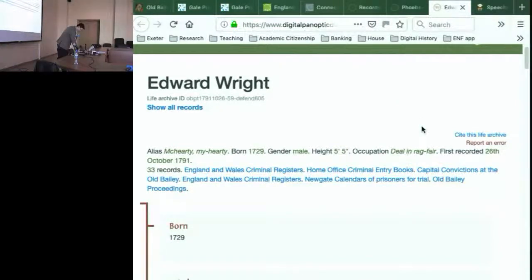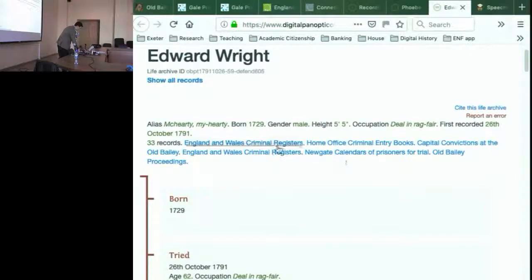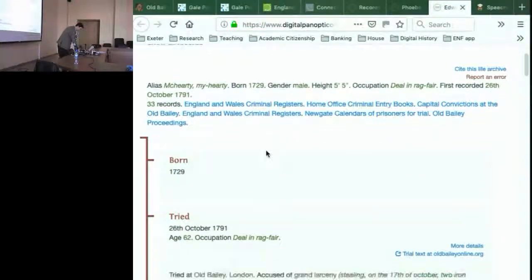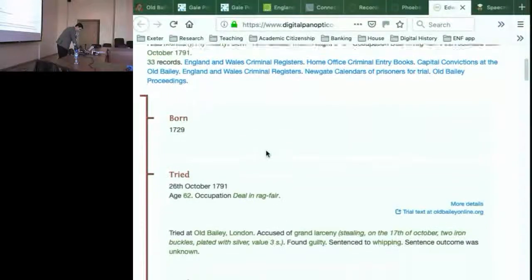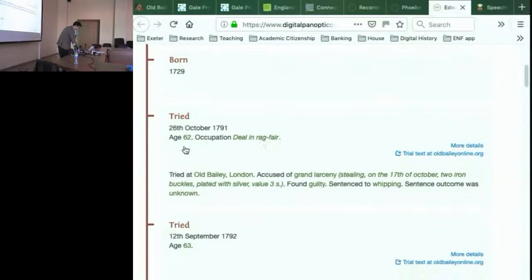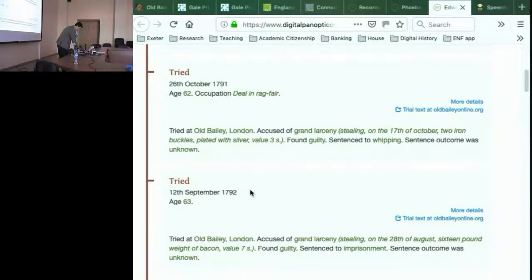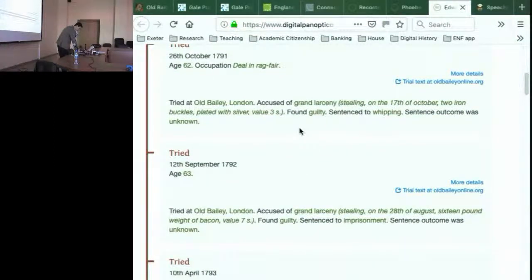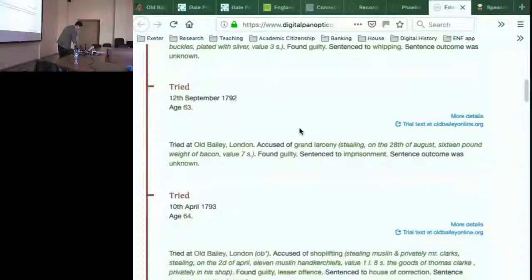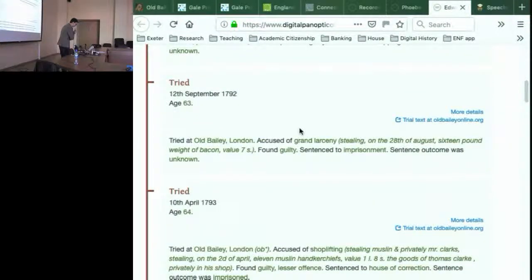So just to give you a quick run through, we know that he was, from what we can tell, born in 1729 in Westminster in London. In October 1791, at the age of 62, he was prosecuted at the Old Bailey for stealing 2 iron buckles from a shop. The jury found him guilty, and because the crime was relatively minor, he was only sentenced to whipping. The next year, he was again before the Old Bailey, this time for stealing some bacon. This time he was sentenced to imprisonment.